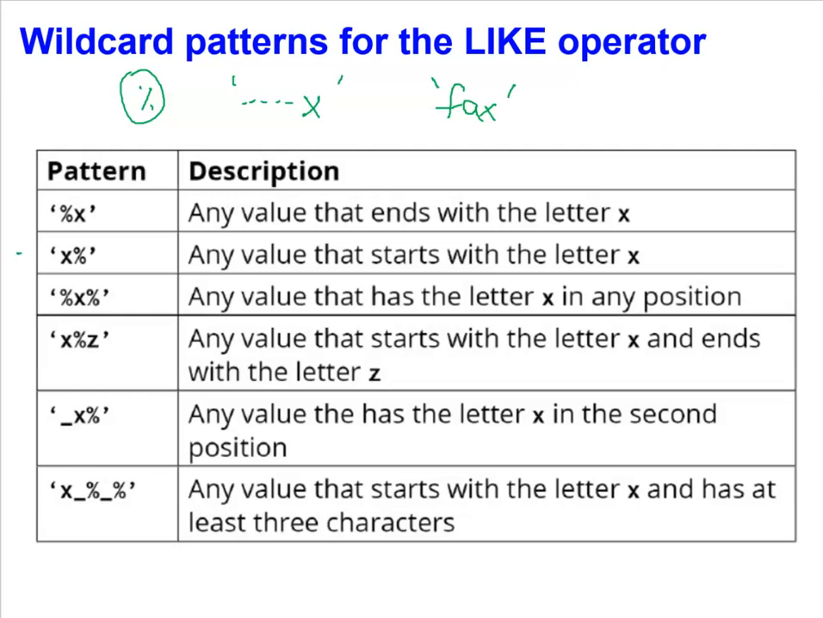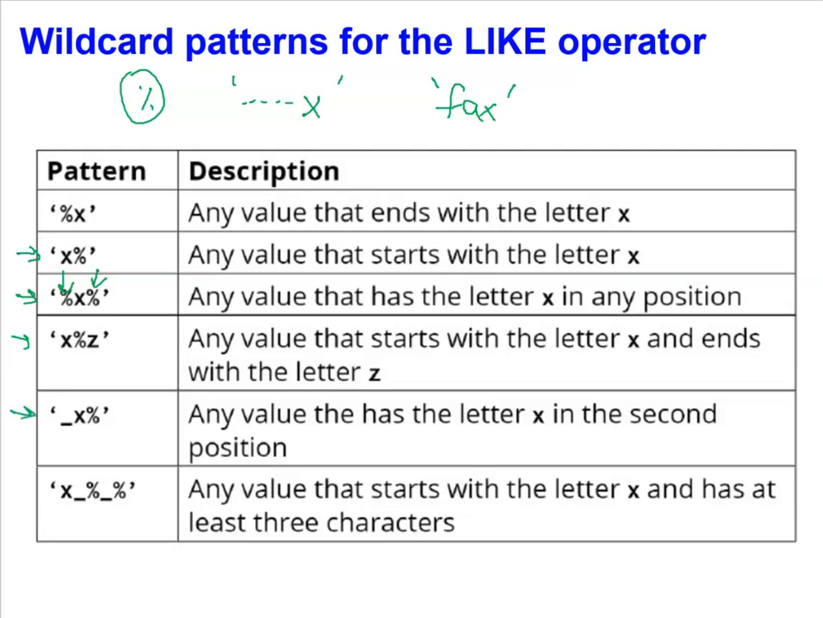Let's say you're looking for a string that starts with x but ends with anything. It can be 0 characters or any number of characters after x, like the word xylophone. And if you're looking for a word that starts with anything, ends with anything, but has x somewhere in between, you're going to use 2 percent signs with x in between under quotes. And let's say you're looking for a string that starts with x and ends with the letter z, but can have anything or nothing in between.